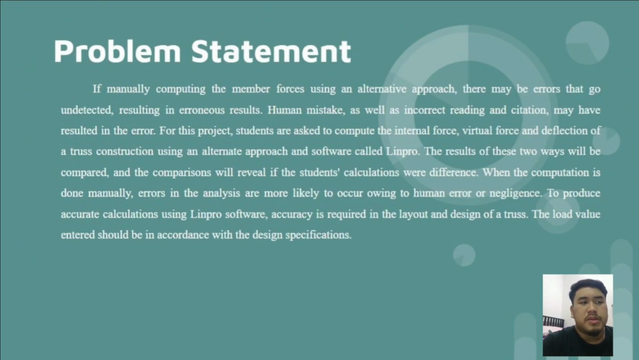For our problem statement, if manually computing the member forces using an alternative approach, there may be errors that go undetected, resulting in erroneous results. Human mistakes as well as incorrect reading and citation may have resulted in the error. For this project, students are asked to compute the internal force, virtual force and deflection of a truss construction using an alternative approach and software called LinPro.